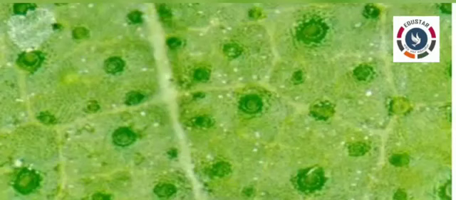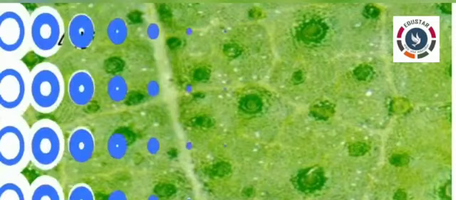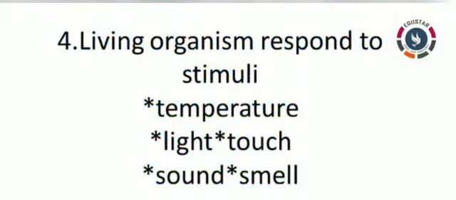Plants excrete water vapor through small pores on their leaves. Understood how living organisms excrete body waste? Okay. Next, living organisms respond to stimuli.